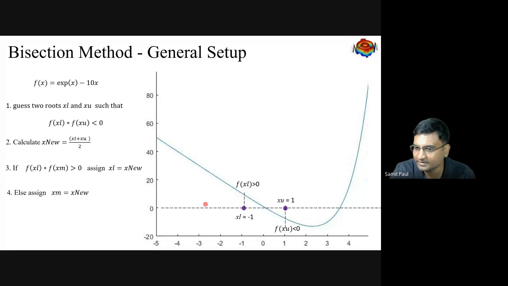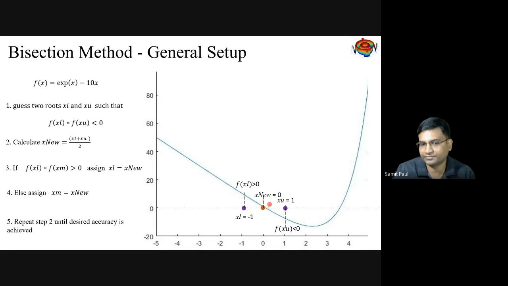Is this clear? Yes, sir. We will proceed again. We will again calculate the average of them, again see the condition of positivity, again see the condition of negativity, and we will proceed. This is how we will come closer to the root. And this process will continue until we obtain the desired level of accuracy. Okay.